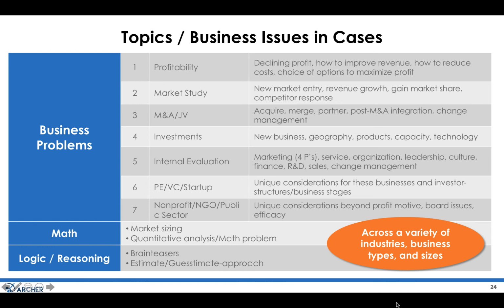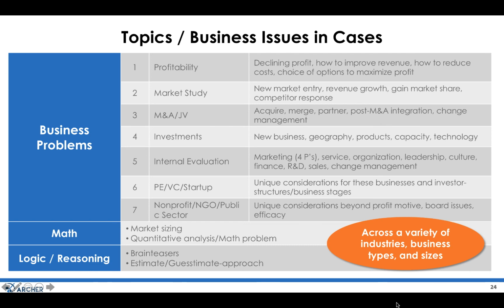The third area might be M&A, potentially a joint venture. There's some very particular techniques and ways of thinking about that. The fourth area then could be an investment. This is where we want to put some capital behind a decision and have some type of new business activity, some new asset that we're going to build, some new capacity or capability. The fifth then is an internal evaluation. This has to do with the activities of our different functional areas. Could be marketing, could be service, could be our culture, could be change, could be sales. There's a lot of different things that fall into that.